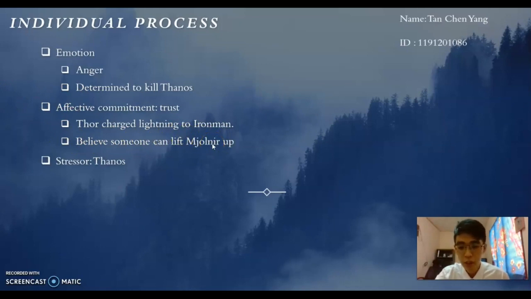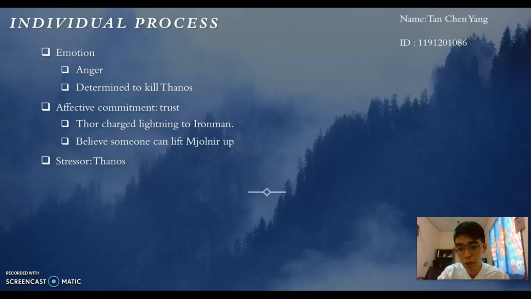According to this movie, the stressor for Thor is Thanos. The Avengers and Thor are able to remove the stressor by eliminating Thanos and his troops.